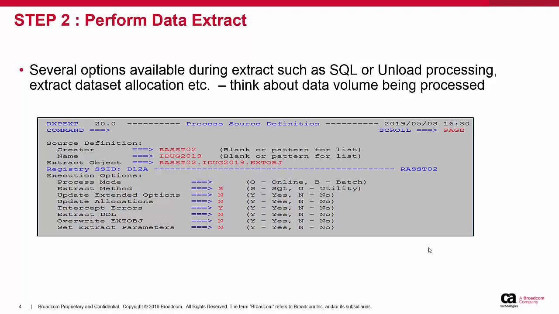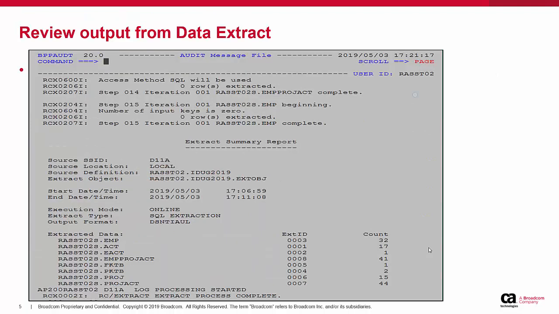Whether to use the SQL option or utility extract engine really depends on the data volume. For smaller tables or a small amount of data where you have the appropriate indexes in place, the SQL option might be faster in most cases. Once you submit the job or it's being done online, at the bottom of the output you can see the highlights, all the tables being involved in this extract procedure and the number of rows retrieved from those tables.